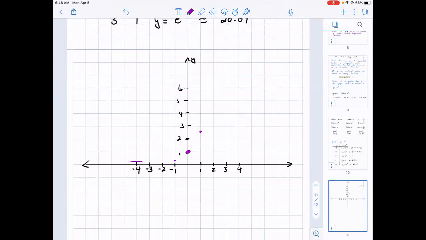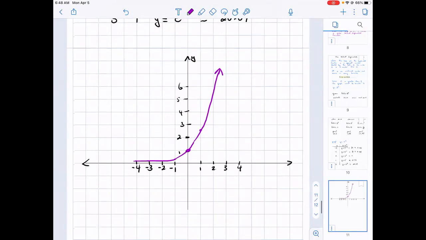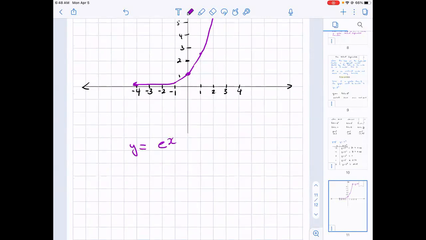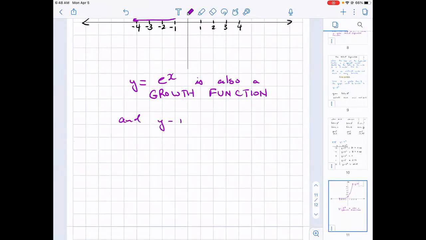So you will see that your graph is looking very similar to 2 to the x power, sorry. So y equals e to the x is also a growth function. This is also a growth function, and the y-intercept is 0, 1. So not much of a big difference between e to the x and 2 to the x.